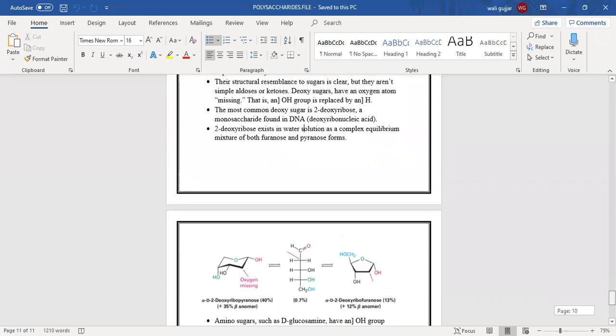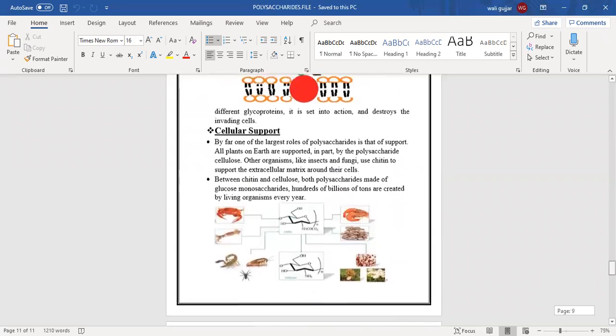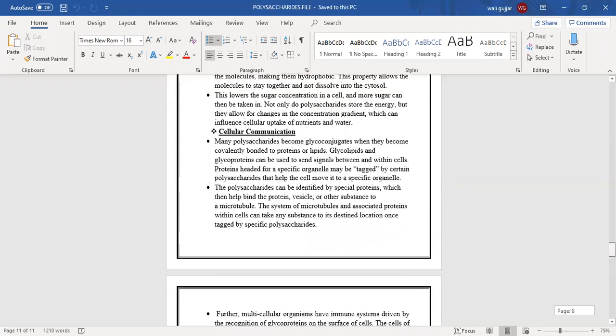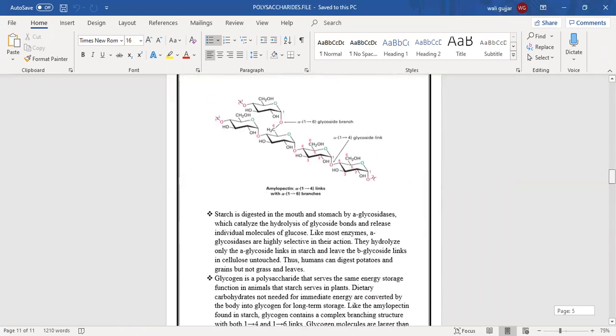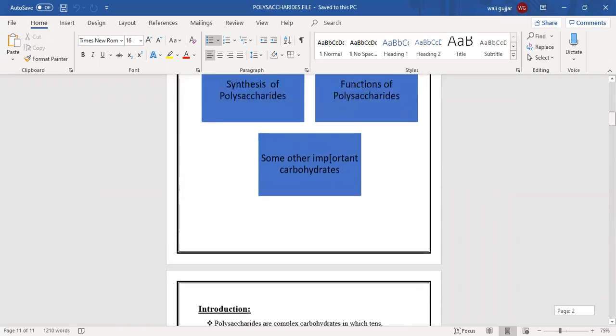So these are some other important carbohydrates, besides the main classes of the carbohydrates, which also have important functions in our daily lives. Thank you.